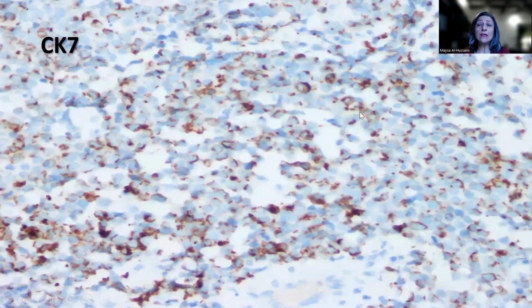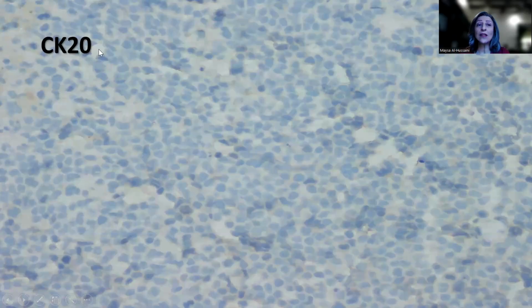So we did a couple of immunohistochemical stains, cytokeratin 7 and 20, and as you can see here, cytokeratin 7 shows this beautiful dot-like paranuclear cytoplasmic staining that is very characteristic of neuroendocrine tumors, neuroendocrine carcinoma, while cytokeratin 20 was completely negative. And this tends to rule out, of course, Merkel cell carcinoma.